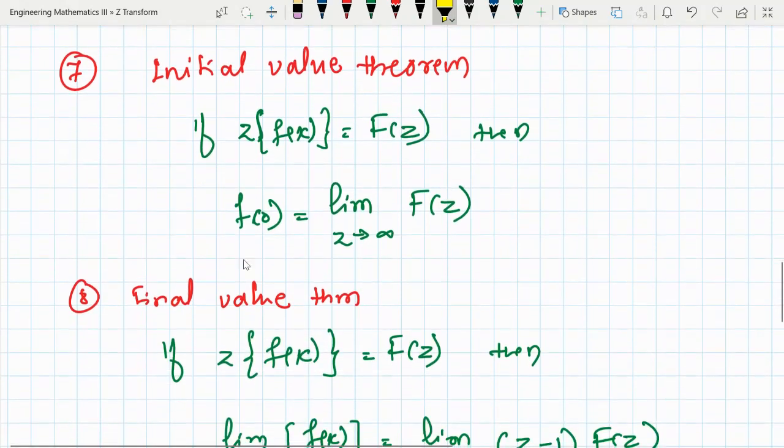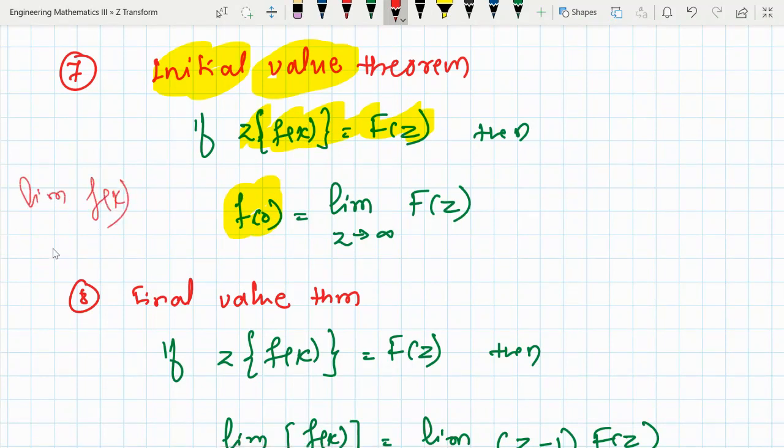Initial value theorem. This is one of the important things for the online or objective purpose. So if this is the definition, then what is f of 0? f of 0 is simply the limit of fk as k tends to 0. This is the same as the limit of f of z as z tends to infinity. First k tends to 0, and then after that z tends to infinity.